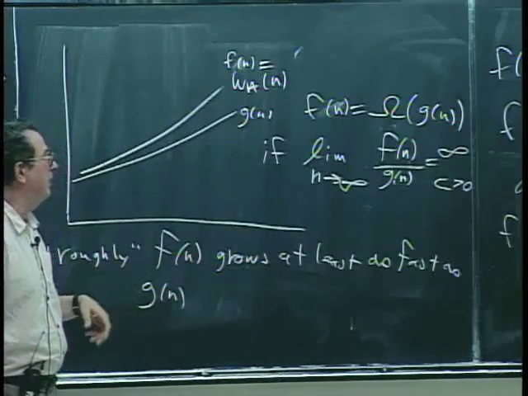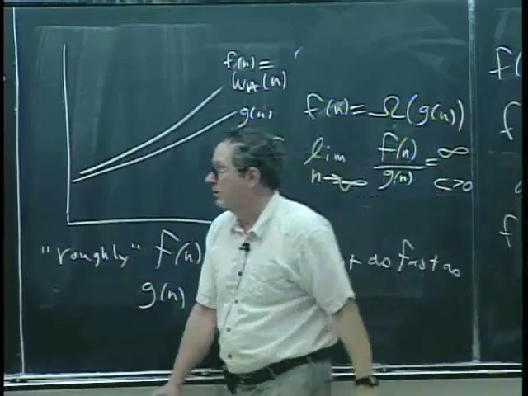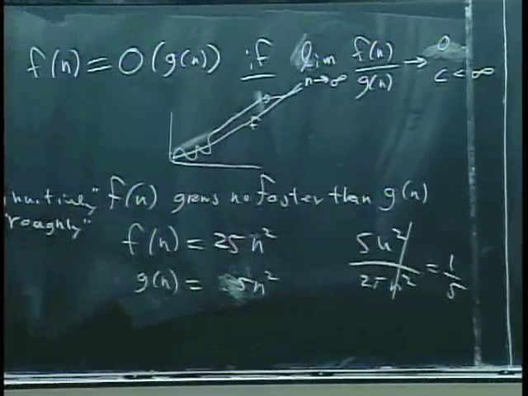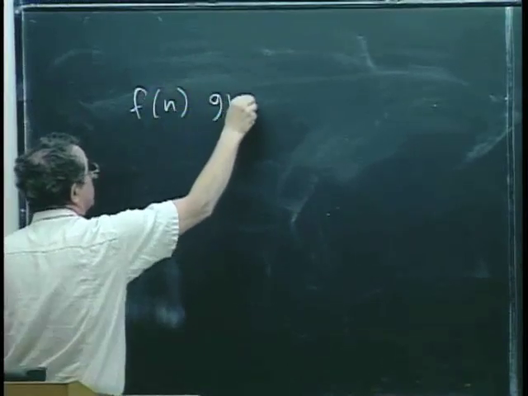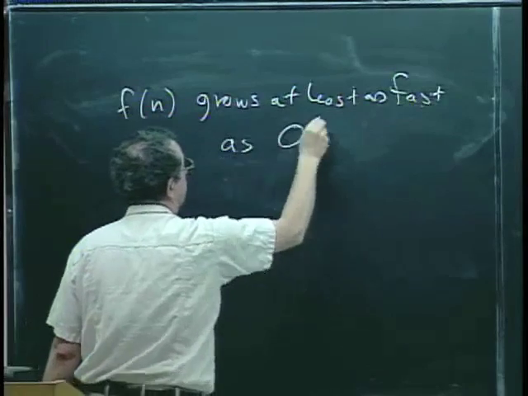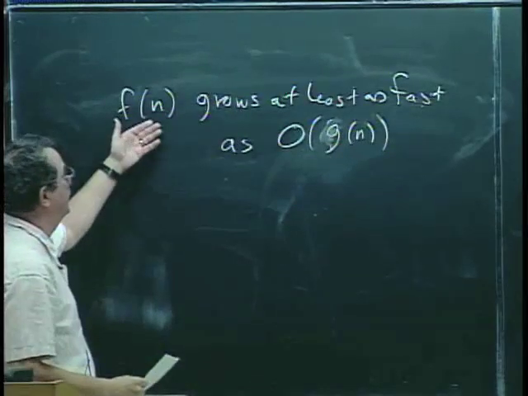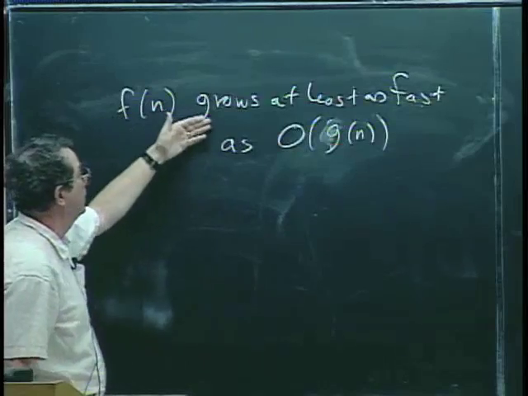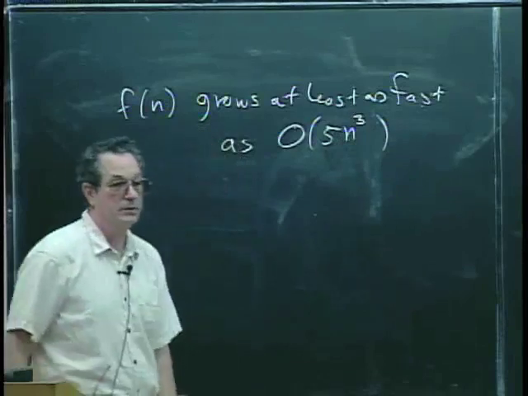There is a mistake that people often make, which is that when they should be using omega, they use big O instead. It's very common. You can often see a statement like this, even among professional computer scientists who should know better. I see this in publications, and it's one of my pet peeves. They say something like, f of n grows at least as fast as big O of g of n, where these are two particular functions. So f of n, let's say, is a function we're interested in. And they'll say, well, this grows at least as fast as big O of 5n cubed.